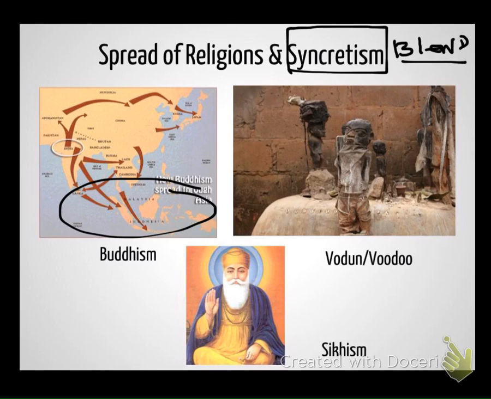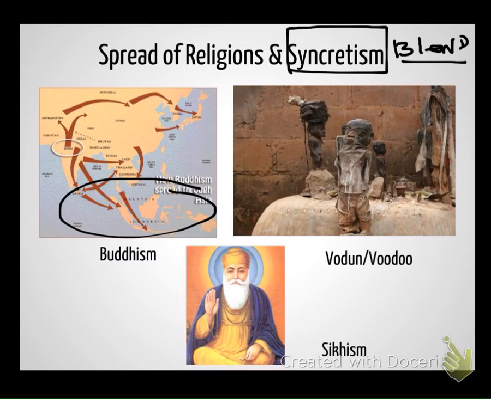But historically, we know that for Sikhism, there's a blend of both Hindu beliefs as well as Muslim beliefs, some syncretism, which created the religion we know today as Sikhism. So in India, Sikhism is a very large religion, though the major ones are still going to be Hinduism as well as Islam.